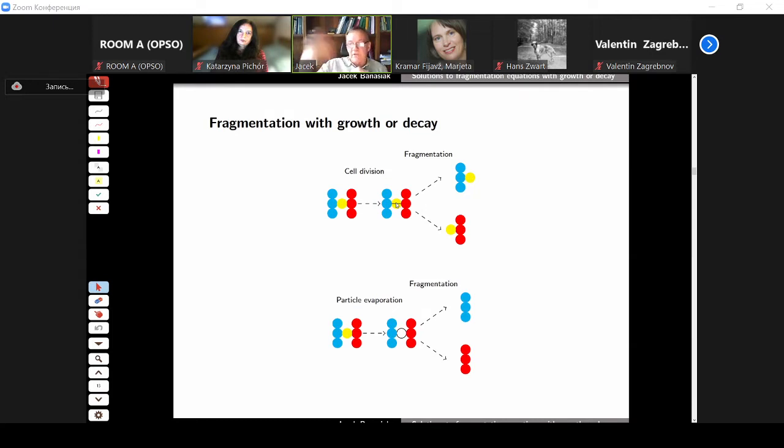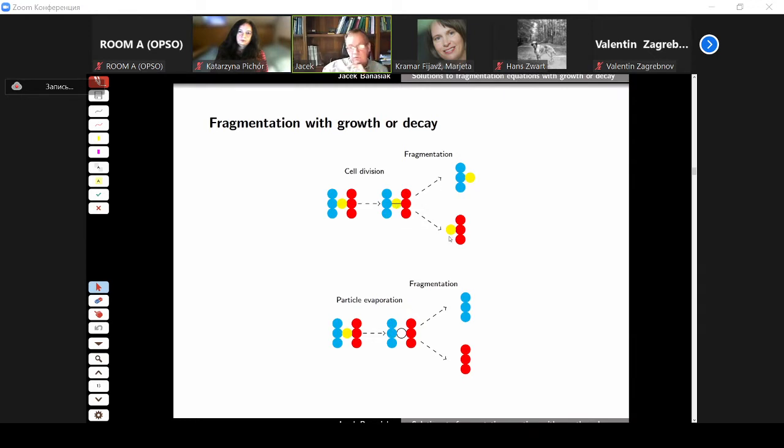In engineering applications, the same process can occur, for example, when you have molecules in some solute, and you have deposition of matter from the solute onto the surface of the molecules.